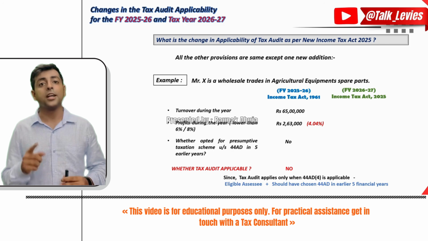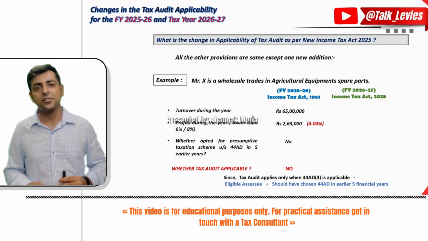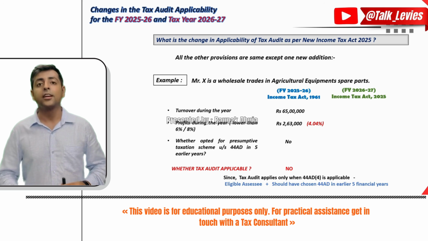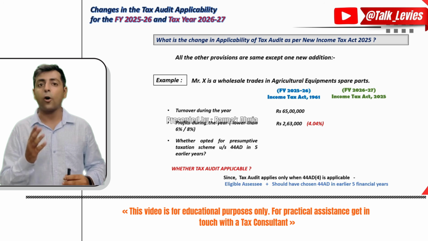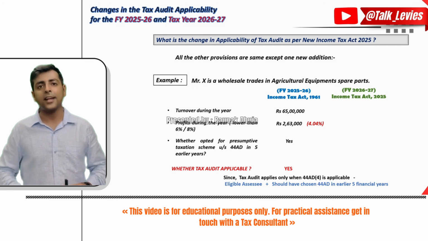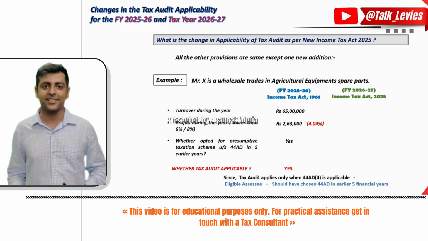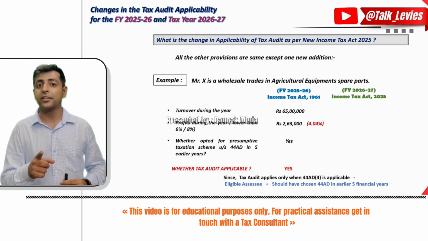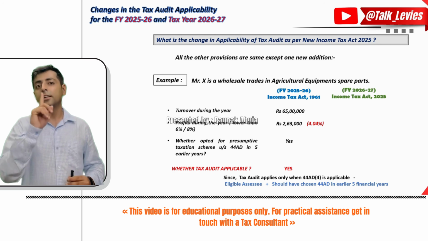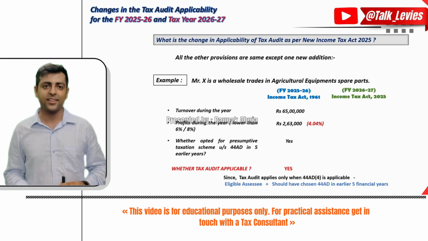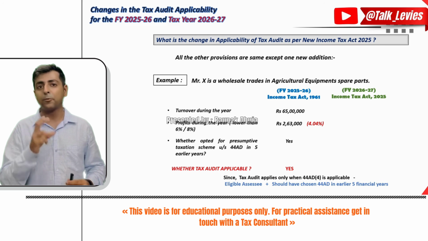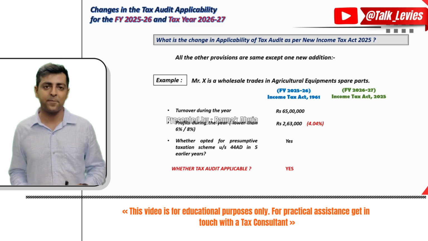Now, what if the assessee had opted to pay taxes under the presumptive taxation scheme in the previous 5 financial years? Let's see that also. Now, in case the assessee had opted for the presumptive taxation scheme in previous 5 financial years, then the tax audit would have been applicable in that case. Yes, the tax audit in such case would have been applicable if the assessee tried to show profits below the limits of the presumptive taxation scheme. This is for the financial year 25-26, that is before the change has become effective.